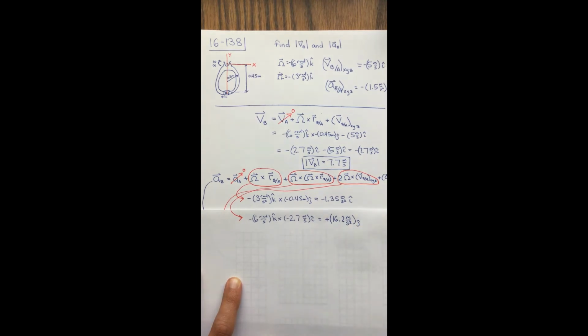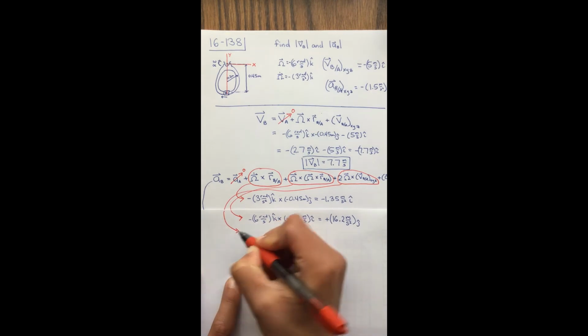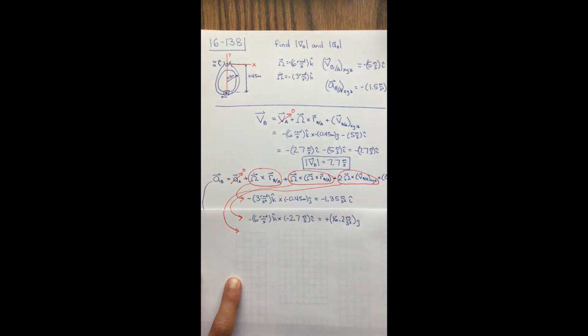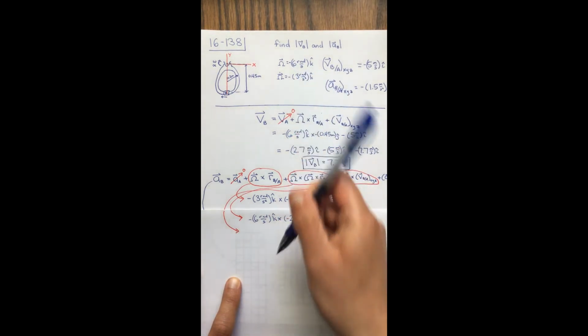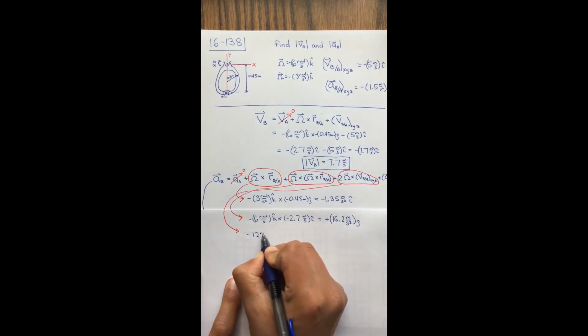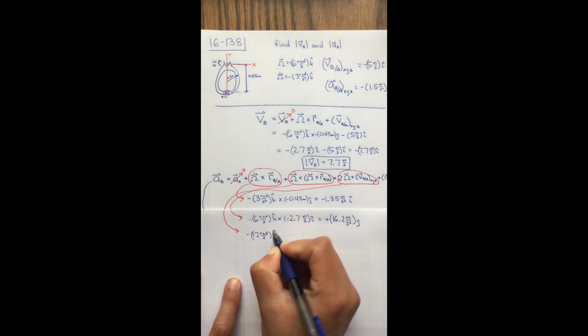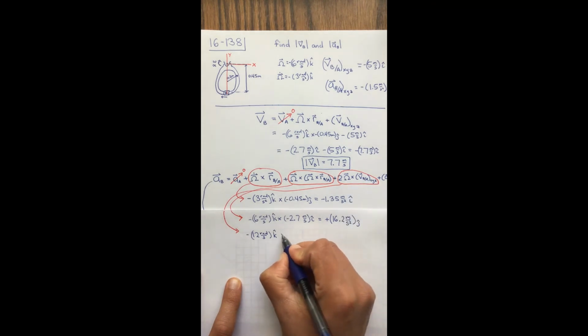Okay, and then moving on to the third cross product, I have 2 times omega. Omega is -6 radians per second, so this is -12 radians per second in the k hat direction. So 2 times omega crossed with my relative velocity.